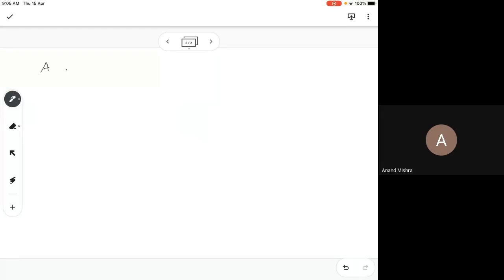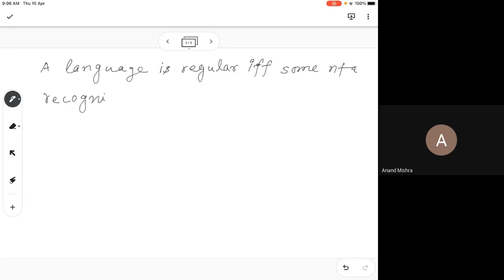A language is regular if and only if some non-deterministic finite automaton recognizes it. Some NFA, right? So we have seen that regular languages are those languages which are recognized by a DFA.